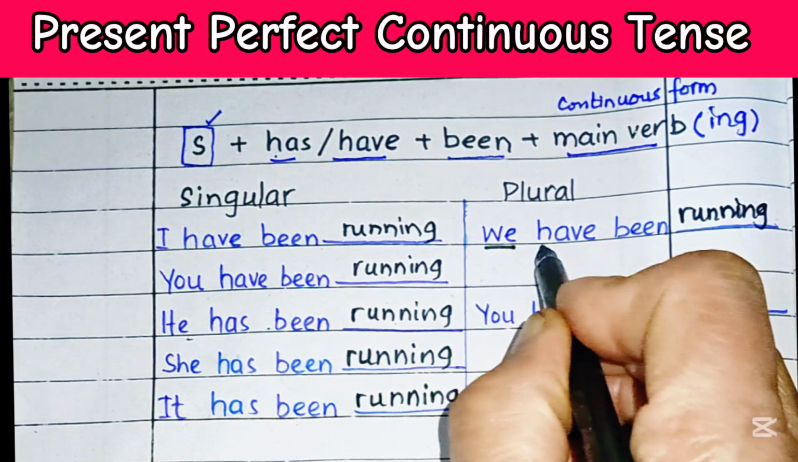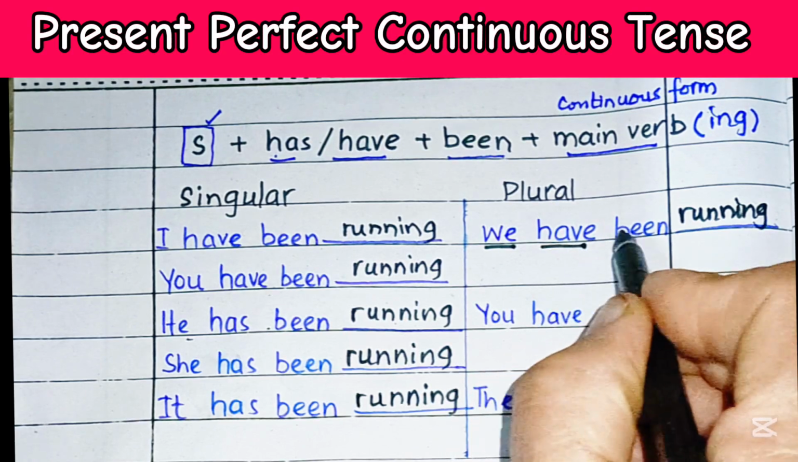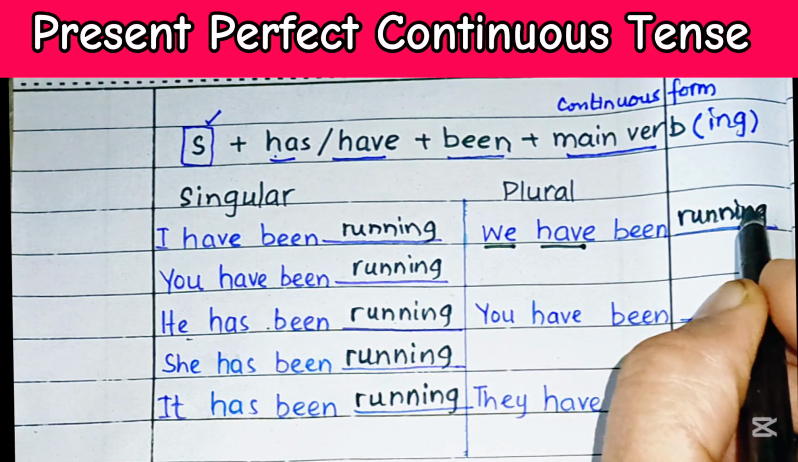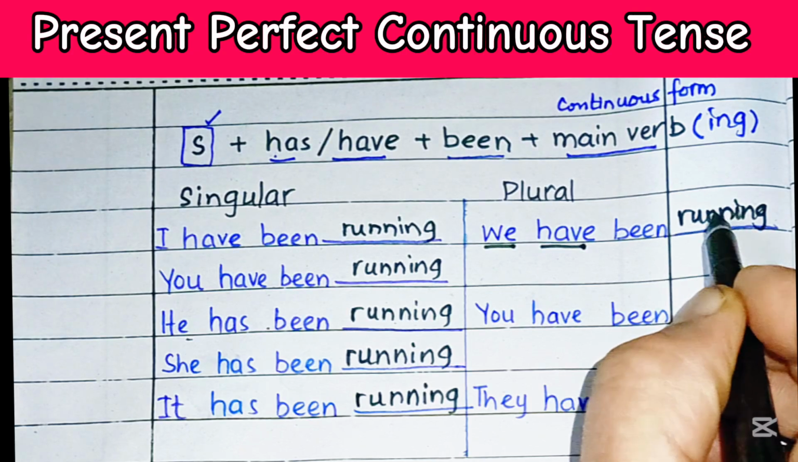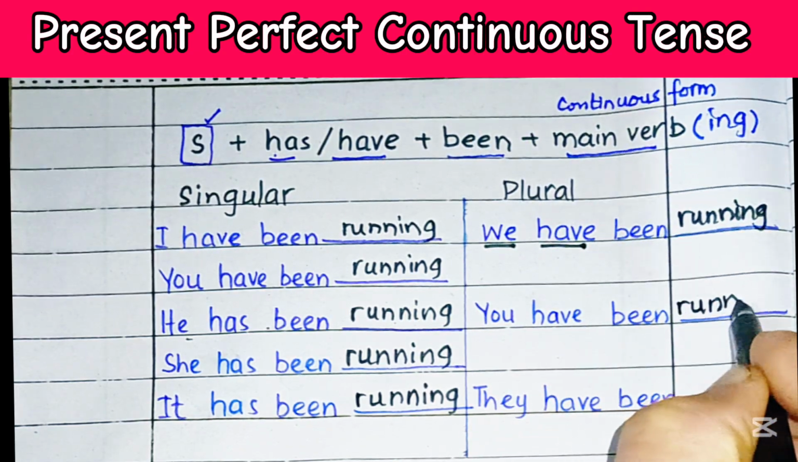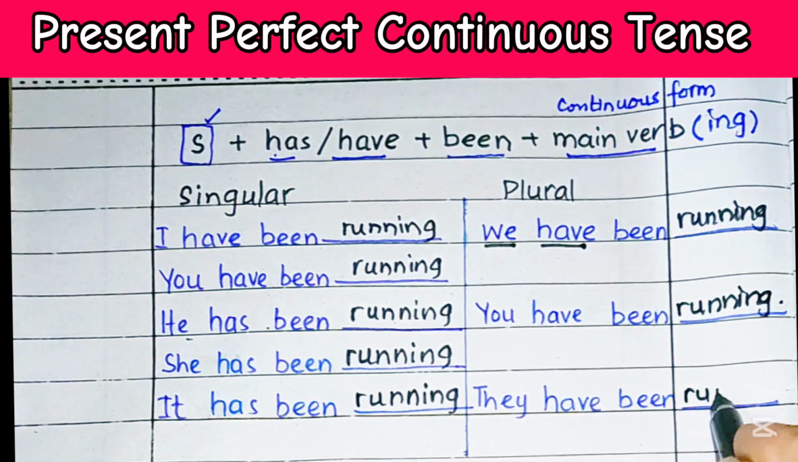According to the subject, choose the helping verb has or have, and then been, and then the main verb that is run plus ing, and we have to double the N for the spelling. You have been running, just like the previous one. They have been running.